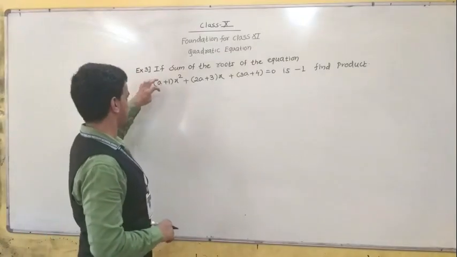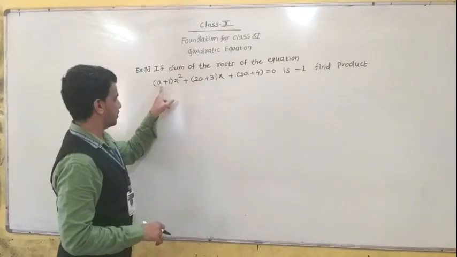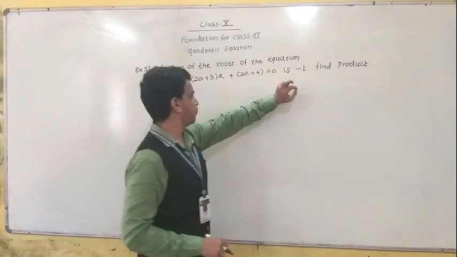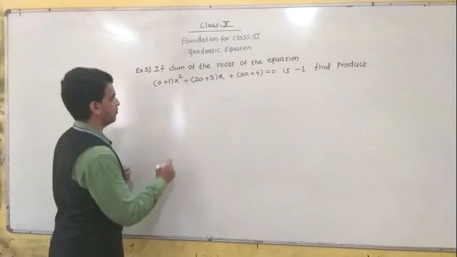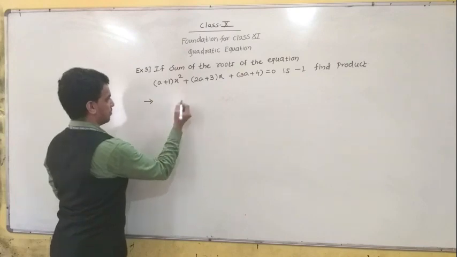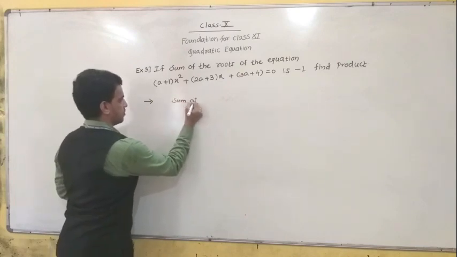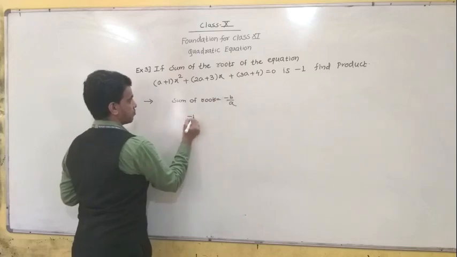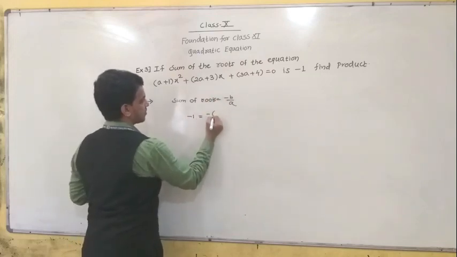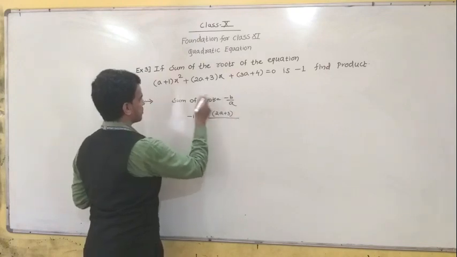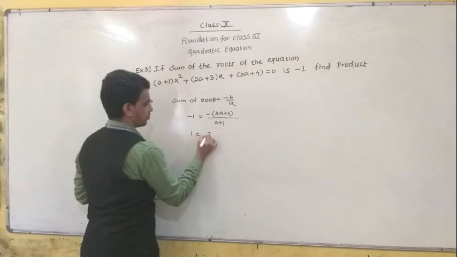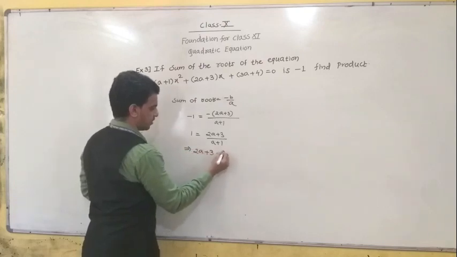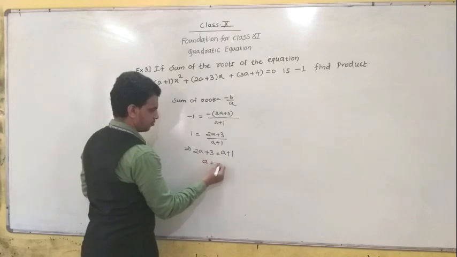Third example: if the sum of the roots of the equation (a plus 1) x square plus (2a plus 3) x plus (3a plus 4) is equal to 0 is minus 1, find the product of the roots of the equation. So the sum is given as minus 1, and the sum of the roots is equal to minus b by a, so minus 1 is equal to minus (2a plus 3) upon (a plus 1). So we get 2a plus 3 is equal to a plus 1, so a is equal to minus 2.